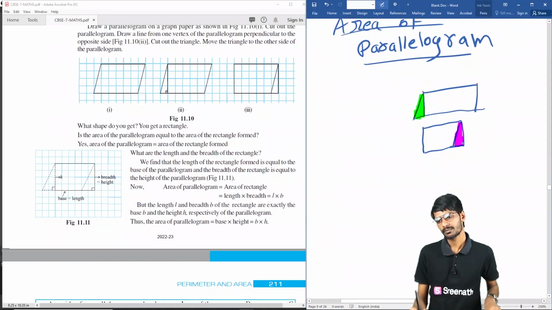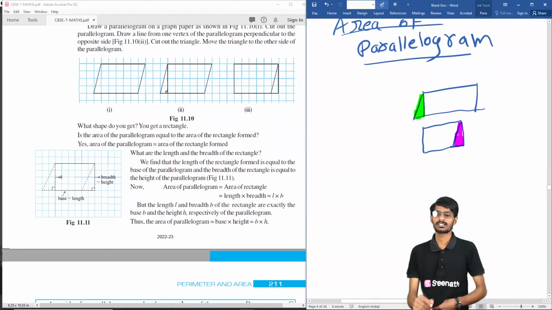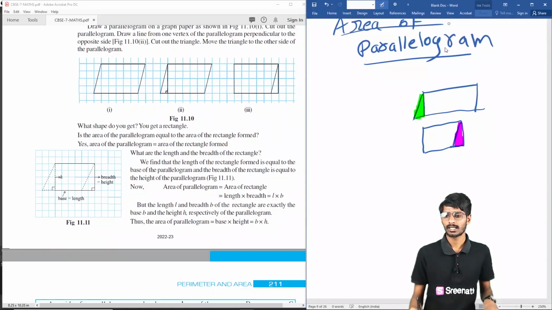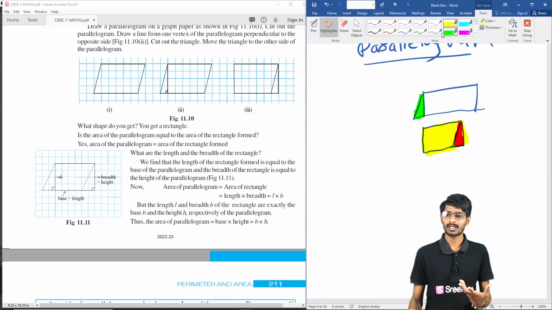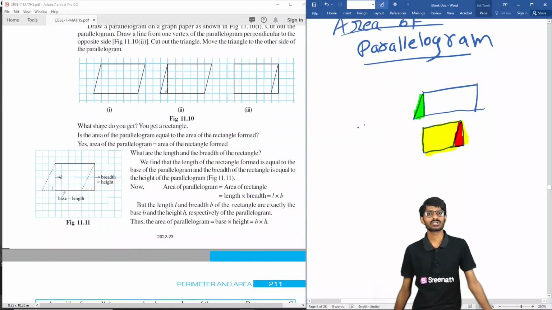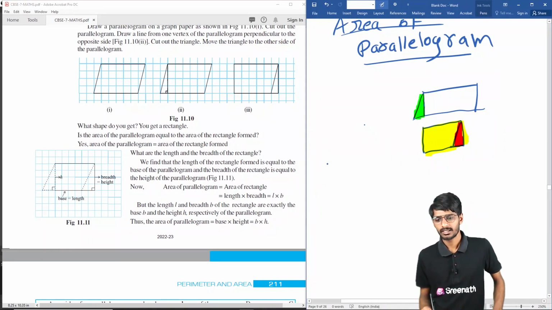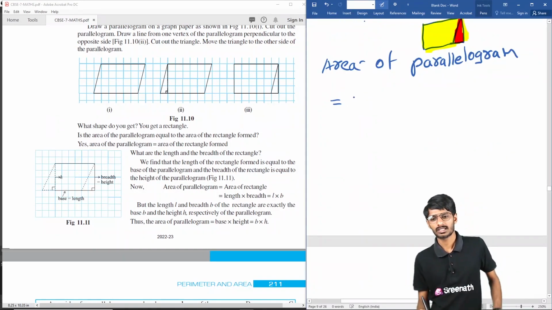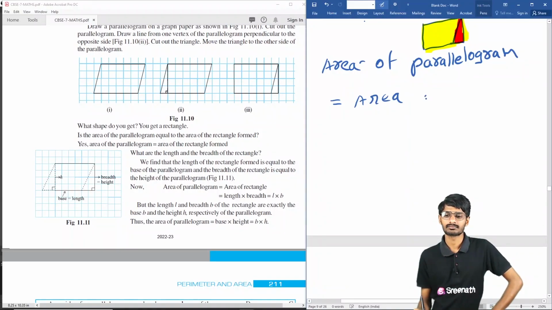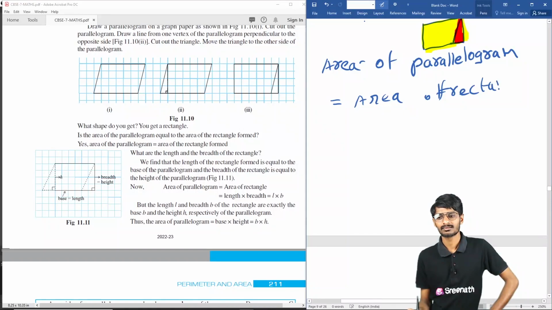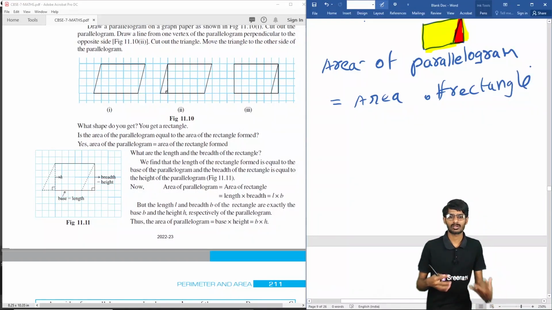Now after cutting that and placing it at this side, if you see, it is looking like a rectangle. So the parallelogram now becomes a rectangle. And what is the area of a rectangle? We know that it is length into breadth. So finally, the area of the parallelogram is equal to the area of the rectangle, students. It converts like that only.